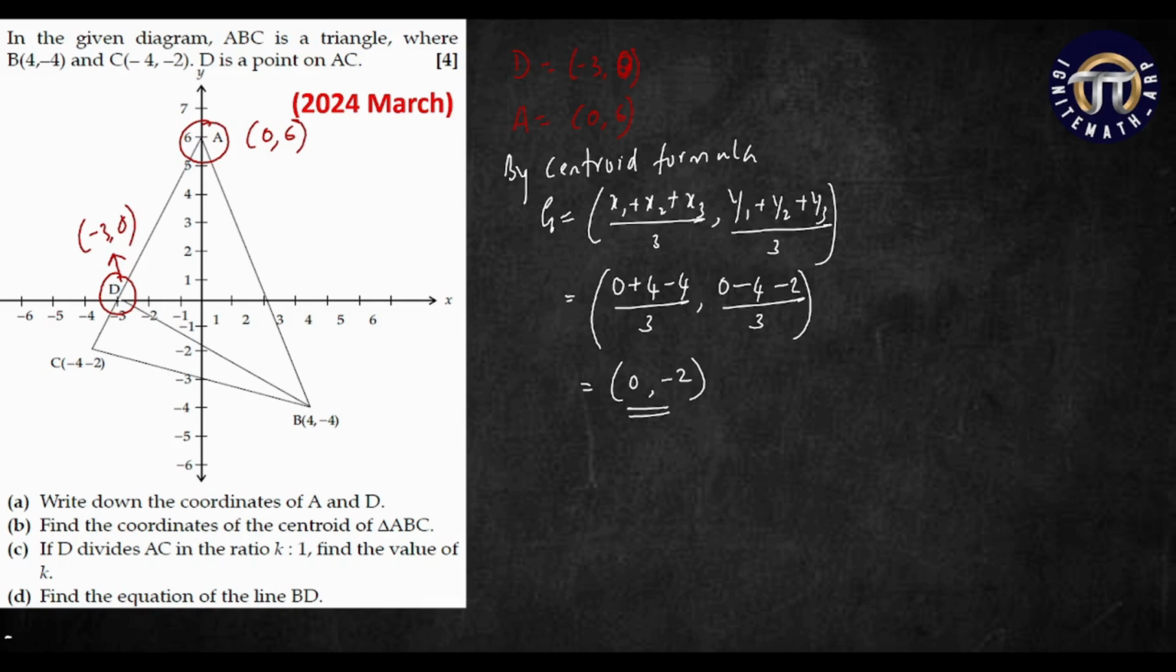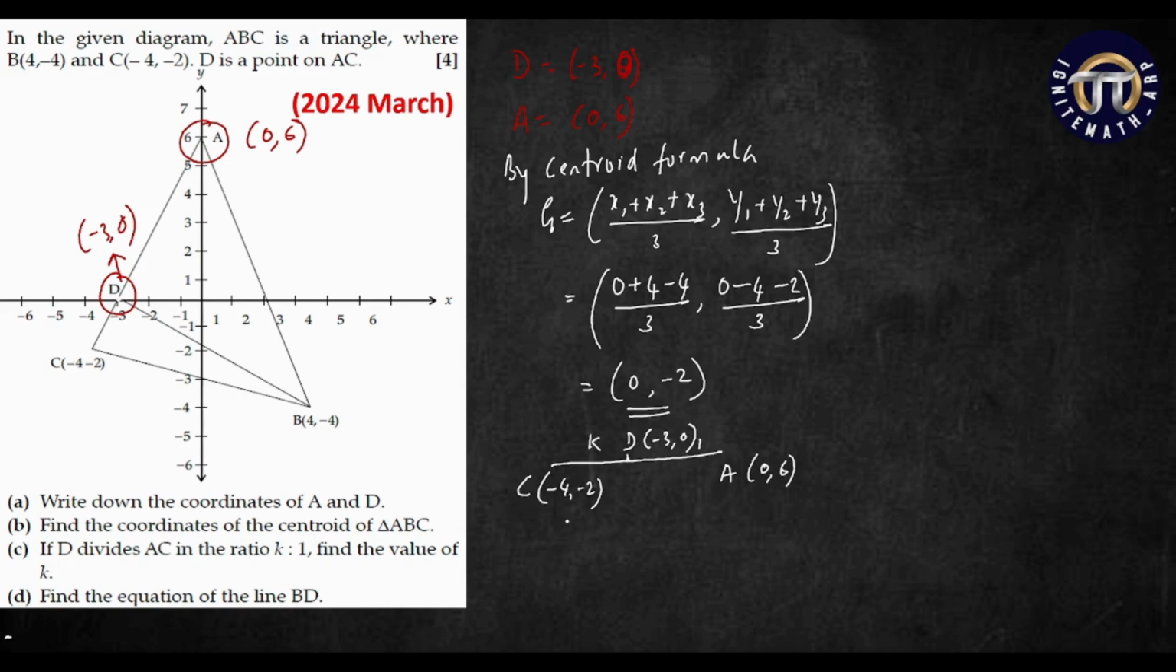So D is the point over here. It is just like this. I will redraw it here. C is the point minus 4 comma minus 2, and A is 0 comma 2. D is over here, whose coordinates are minus 3 comma 0, and the ratio is given to you as K is to 1. You are asked to find the value of K. K is to 1 is nothing but the ratio.